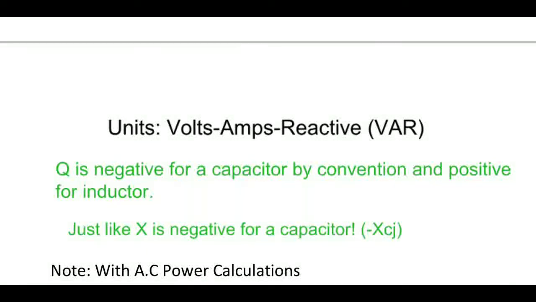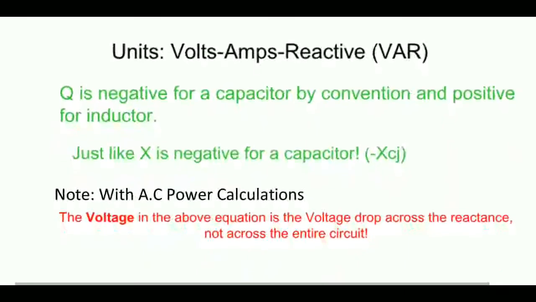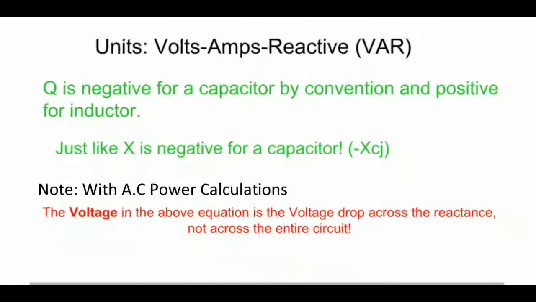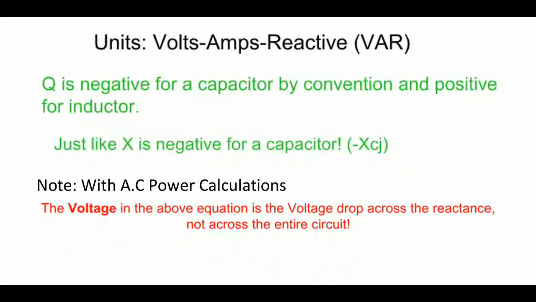Q is negative for a capacitor by convention and positive for an inductor, just like X is negative for a capacitor, given by minus jX. Note here, for AC power calculations, the voltage in the above equation is the voltage drop across the reactance, not across the entire circuit.